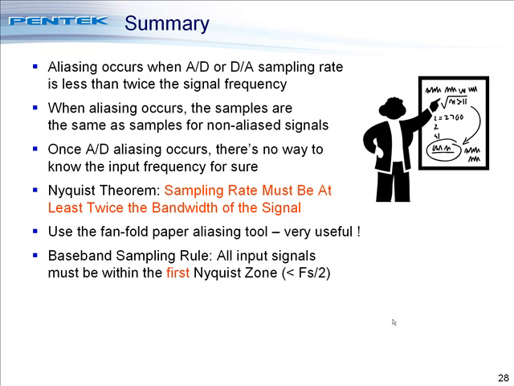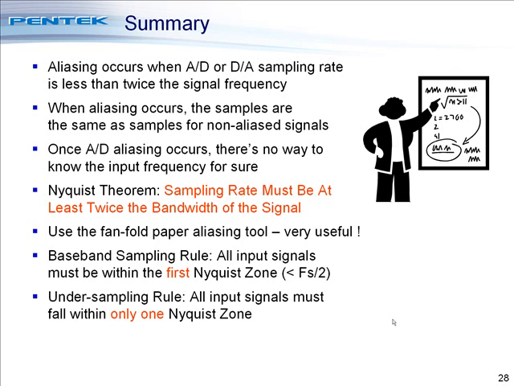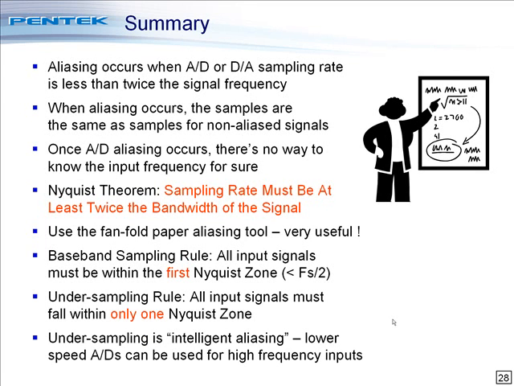For baseband sampling, the rule is that all input signals must be within the first Nyquist zone, that is less than the sample rate divided by 2. For undersampling, all input signals must fall within only one Nyquist zone. Undersampling is intelligent aliasing, that is, aliasing by design, with carefully chosen sampling rates, center frequencies and bandwidths so that all of the energy lies within a single Nyquist zone. This can result in lower speed A to D converters than you would otherwise use in baseband.